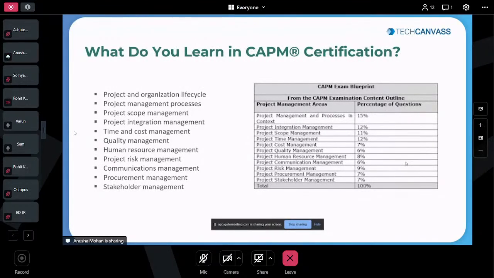Even if you do not hold any certification, you can simply go for the CAPM certification, get into the market and tell the interviewers or employers that you are a CAPM certified person, and that's when you can land a project manager job. And it's not just a project manager job, it can be a program manager job, it can be, for that matter, a business analyst, it can be any entry level job which you can get easily.